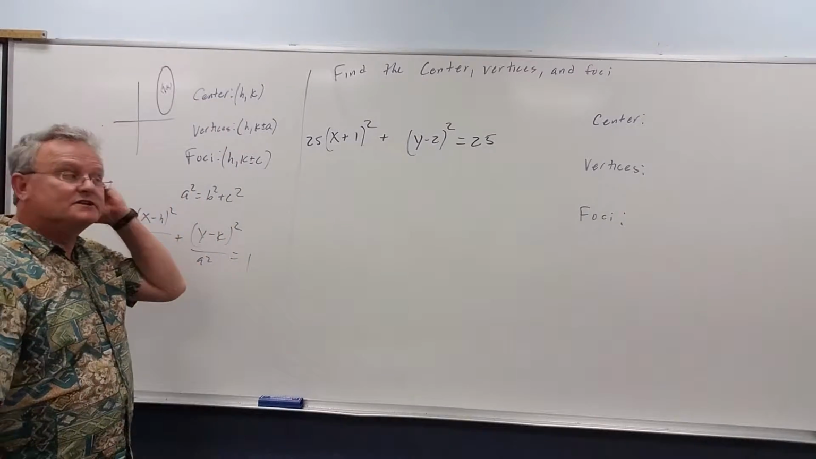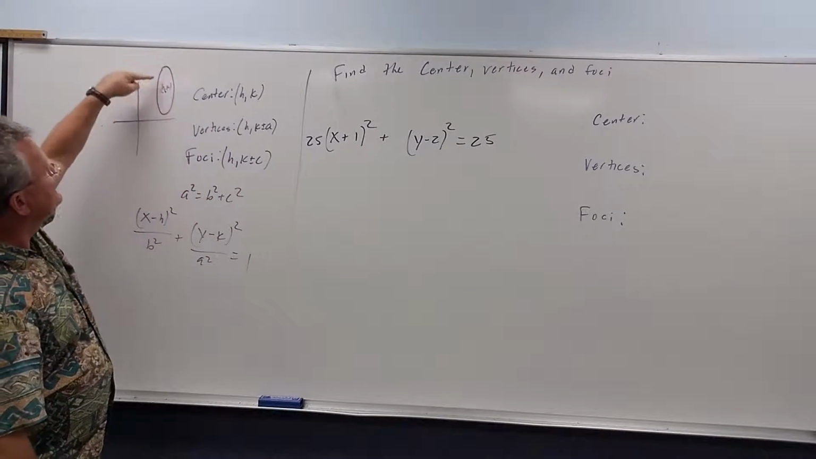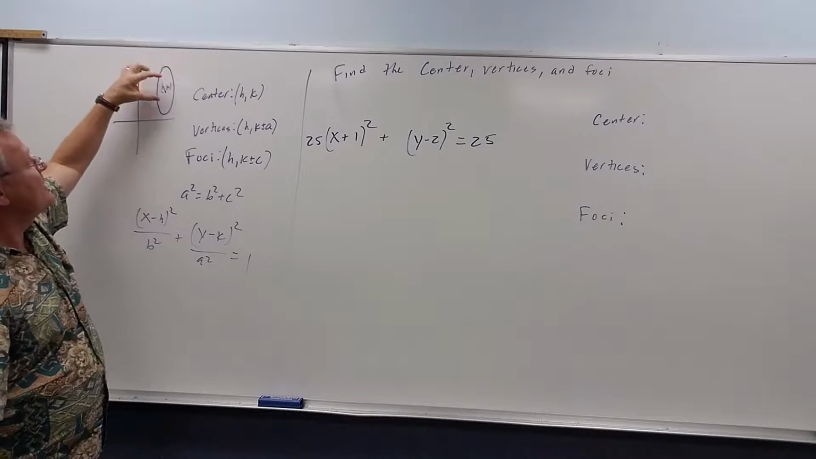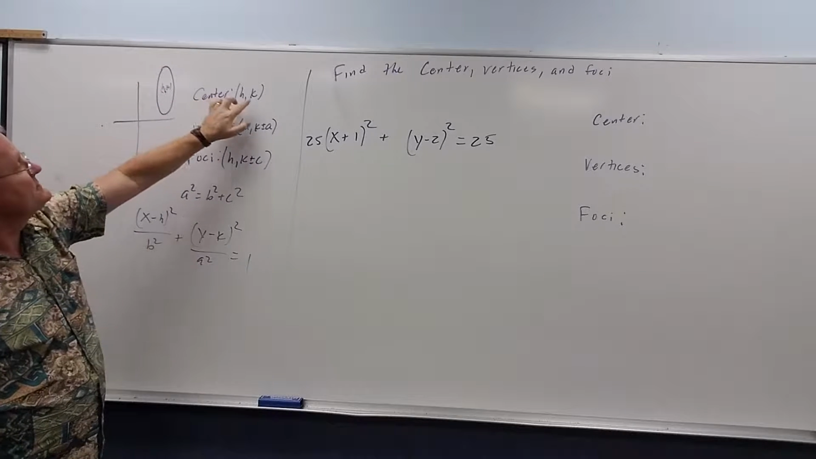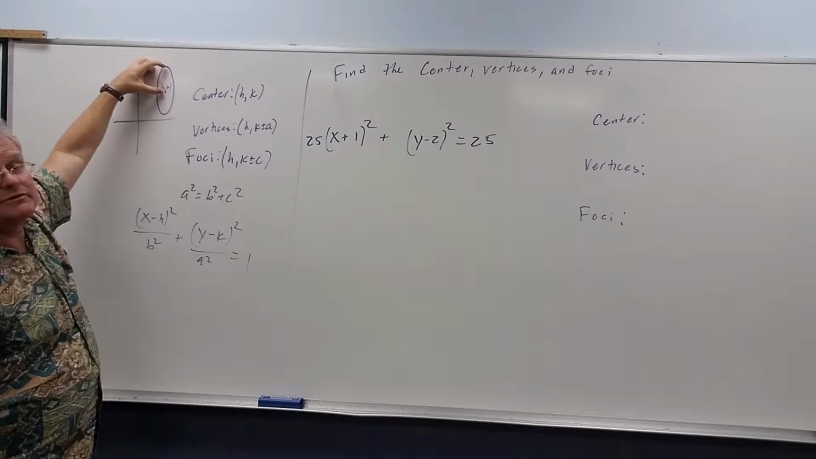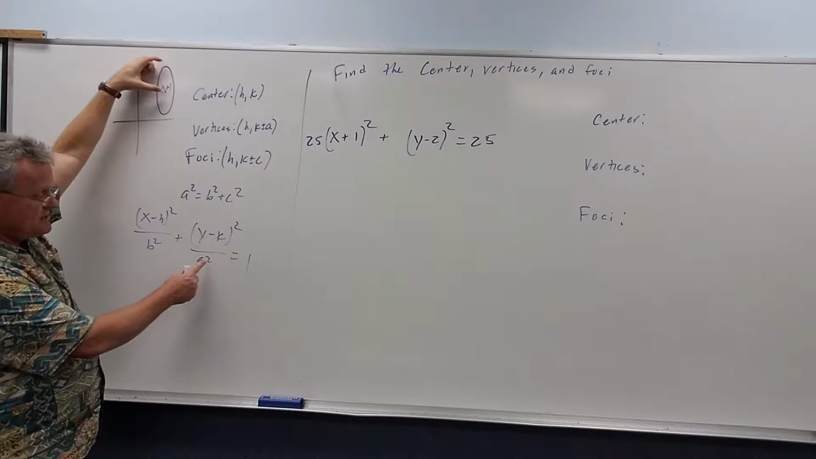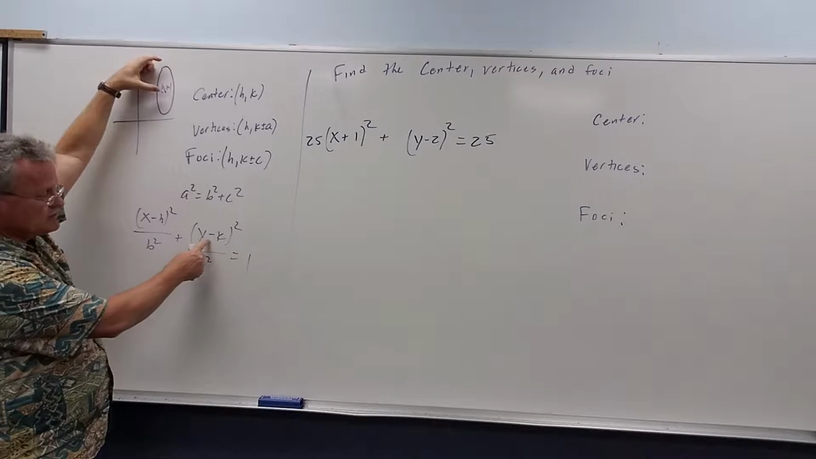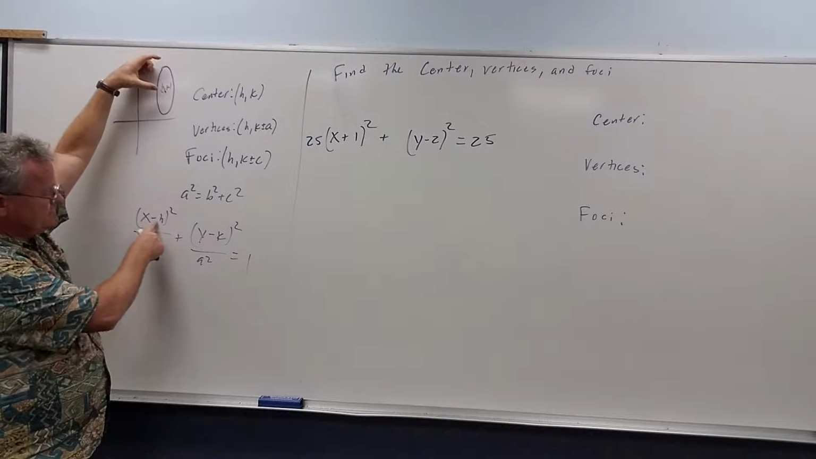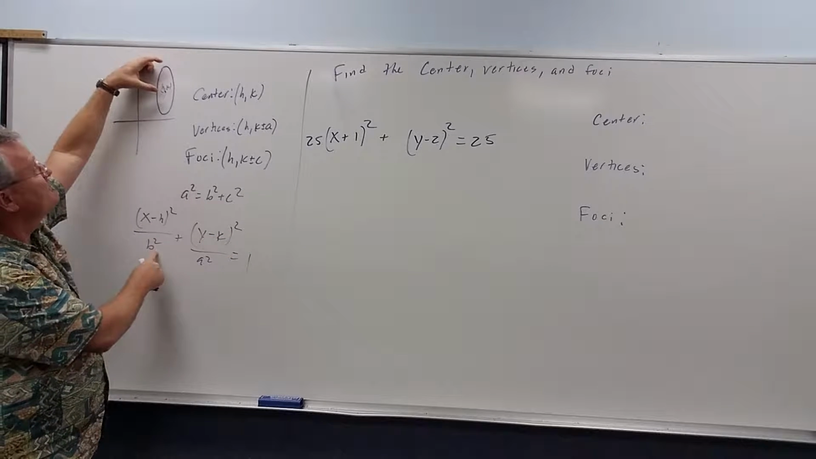All right, so now we're going to do an example of an ellipse. It is elongated in the y direction, and the center is (h, k). Same as before, this distance is a, because a is larger than b. Now the larger number is under the y squared, the smaller number is under the x squared.